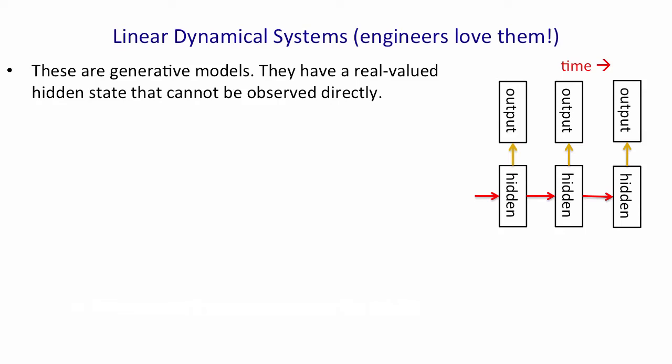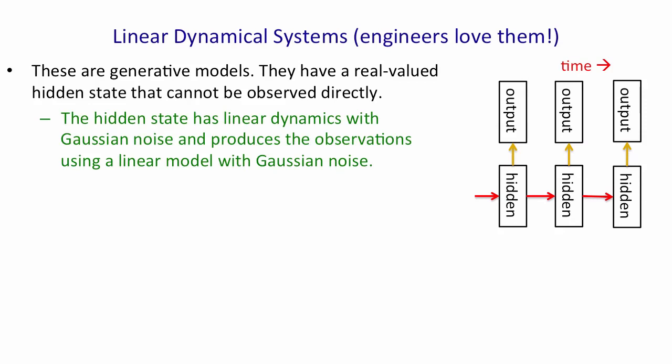So one standard model is a linear dynamical system. It's very widely used in engineering. This is a generative model that has real valued hidden state. The hidden state has linear dynamics shown by those red arrows on the right. And the dynamics has Gaussian noise so that the hidden state evolves probabilistically.